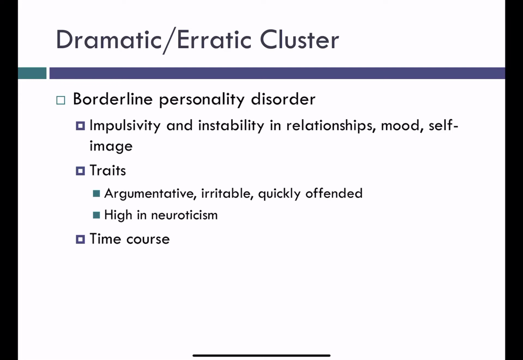Okay, the final one we'll talk about is borderline personality disorder. And so borderline personality disorder involves a lot of impulsivity and instability in relationships and mood and self-image. So these people often have really stormy relationships, dramatic mood swings, difficulty controlling their emotions, and really unstable self-image. So there's kind of a broad range of symptoms. They have inflated self-esteem, exaggerated emotional displays. They're impulsive in relationships, and argumentative and irritable and very quickly offended. So these people score really high on neuroticism, which is emotional instability.